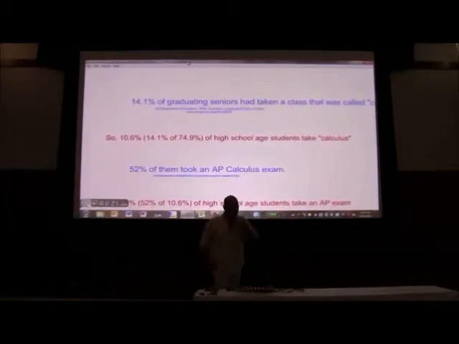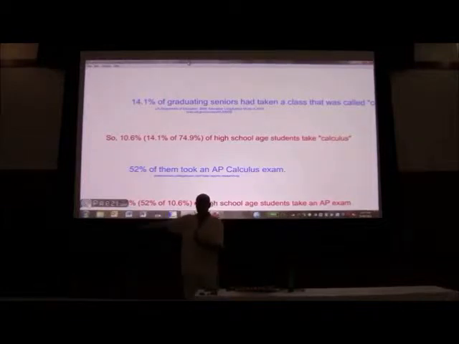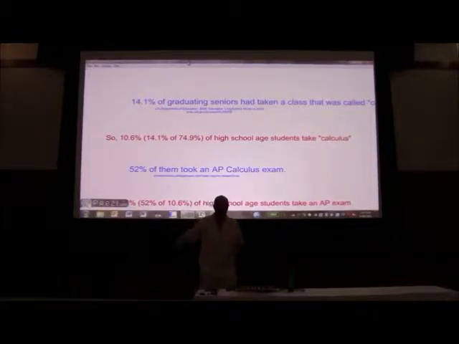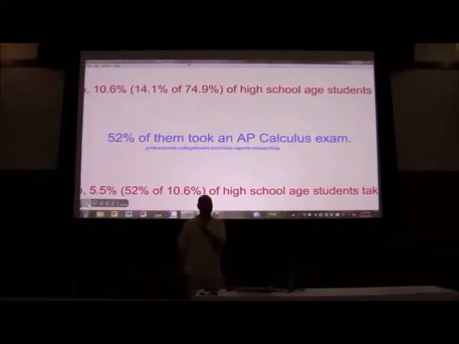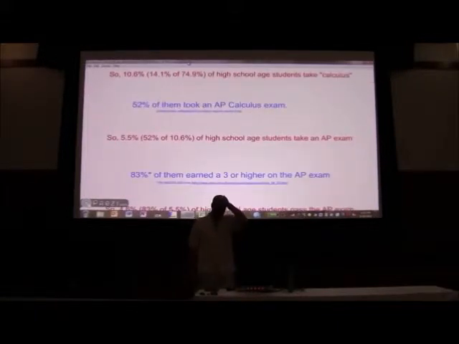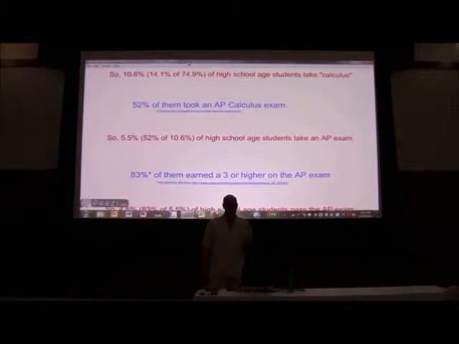So here are the numbers that I came up with, many of these numbers, not all, came from this article. About 14% of graduating seniors had taken some course called calculus. Now remember that we're only reaching 3/4 because 25% of the population doesn't even graduate from high school, so that's only about 10.6% of high school age students take calculus. Half of them took the AP calculus exam. So half of the 10.6 is about 5.5% of high school age students take an AP exam.